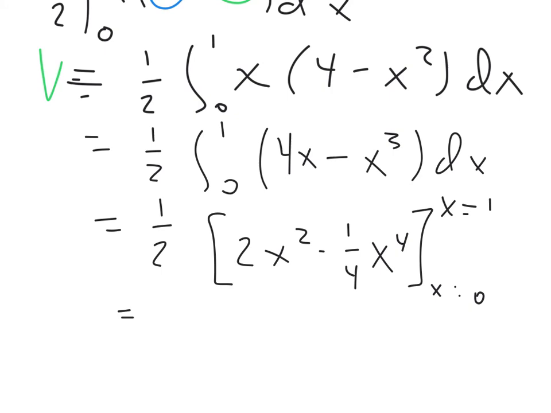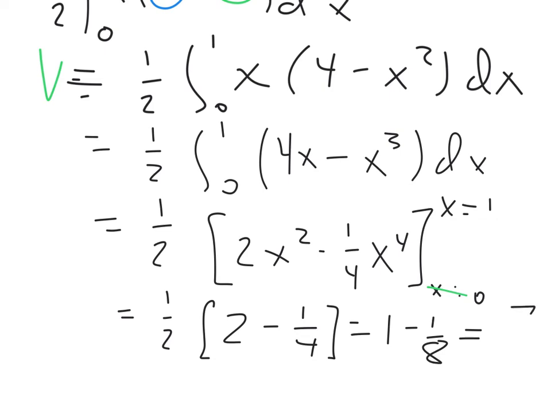Plugging in we get 1/2. If we plug in the upper, we're getting numbers. If we plug in the lower, we get 0s, so we can ignore that bound. And we have 1/2 times 2 minus 1/4, which is equal to 1 minus 1/8, which is equal to 7/8. We were expecting a positive number for this problem, and we got one, so that seems pretty good. Hopefully this is right.